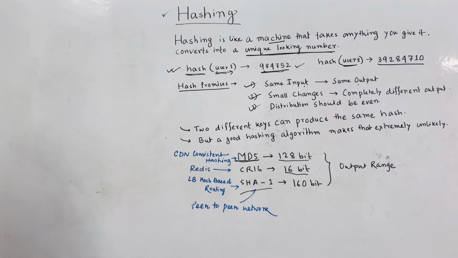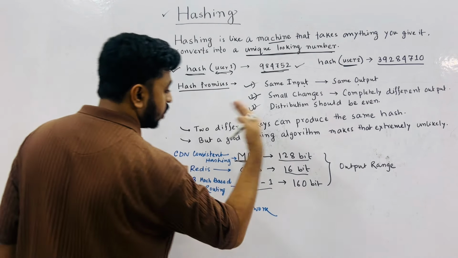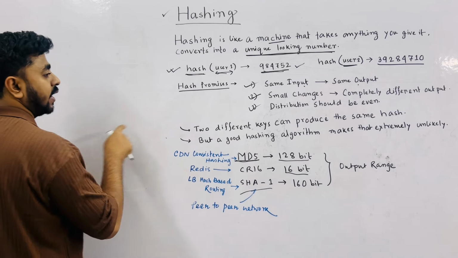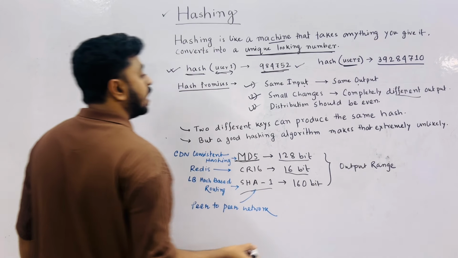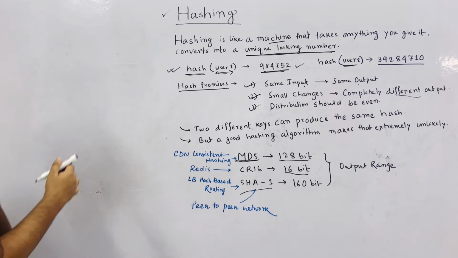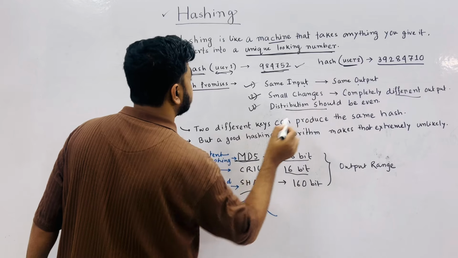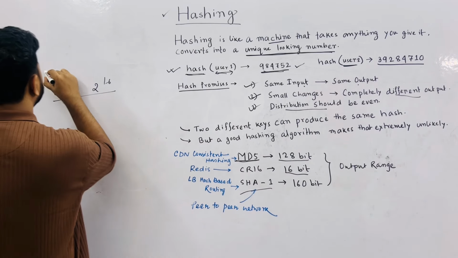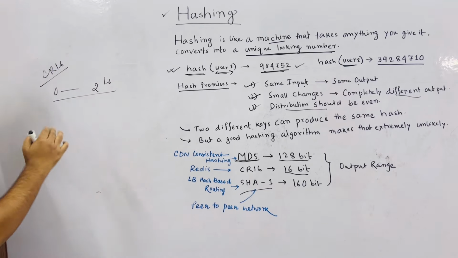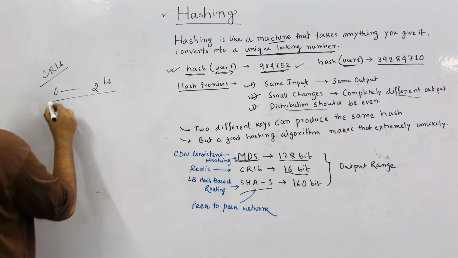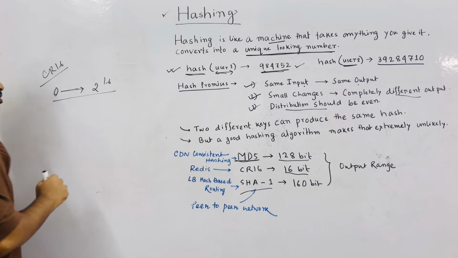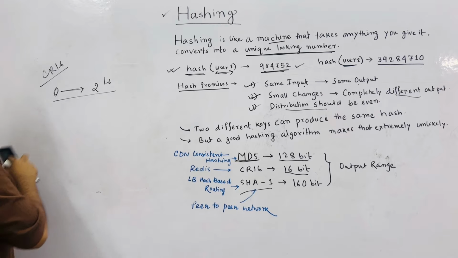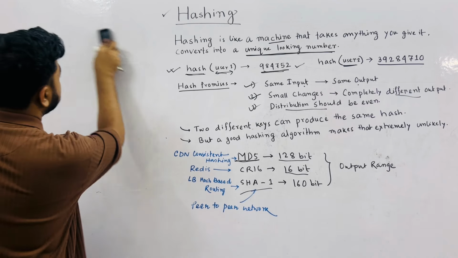I hope you got it. What are the hash promises? Same input always provides the same output. Any small change in the input provides a completely different output, and the hash numbers will be evenly distributed. So what I told you, from 0 to 2 to the power 16, this is the range for the CRC16 algorithm, and the values of the hash function will be evenly distributed in this range. It will not be concentrated in any particular area. So these are the hash promises.